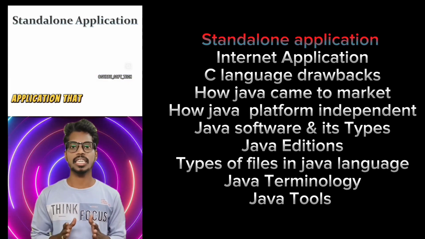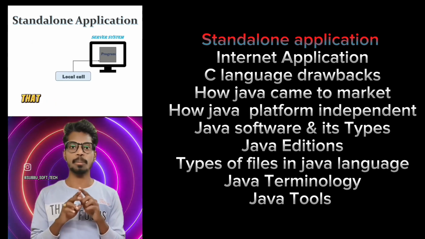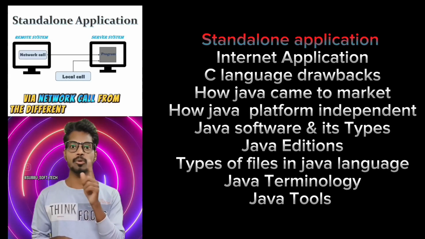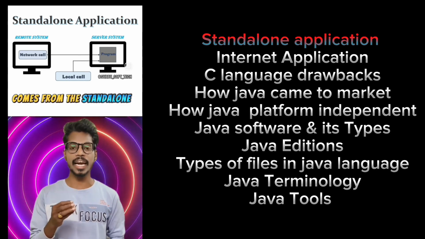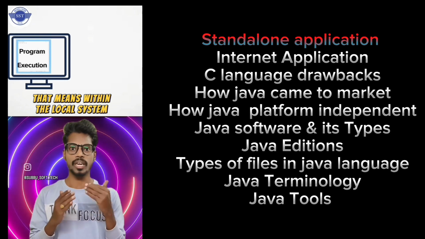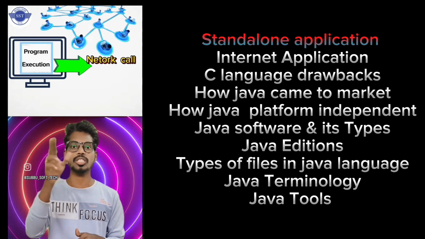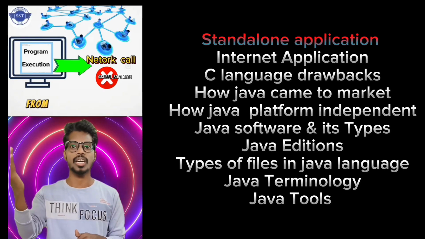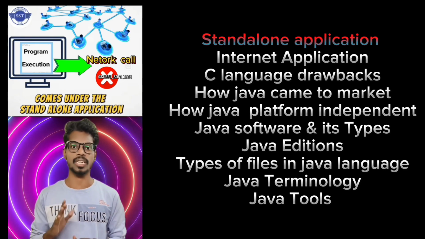In this video we will discuss what is a standalone application. An application that is executed in the local machine via local call, and not executed via network call from different remote systems, comes under a standalone application. That means within the local system via local call the application is executed, and it is not executed from different remote systems by different users. That application comes under the standalone application.